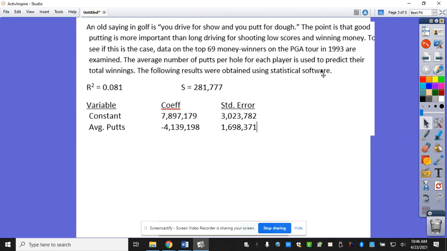Let's go through the pieces here. What goes here? Your X. So our explanatory variable is the average putts.